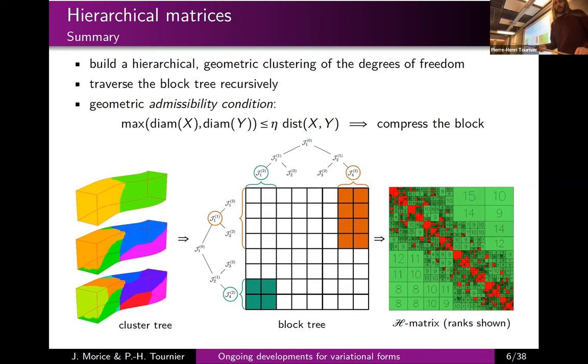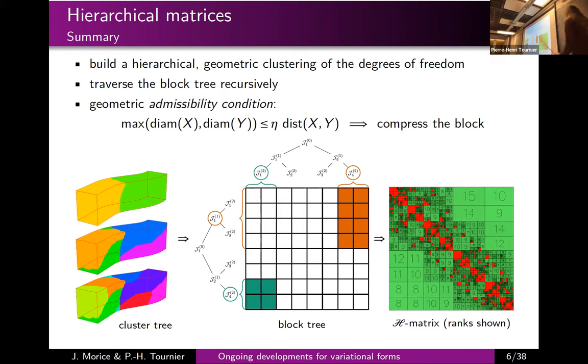And so we traverse this block tree recursively. The first block is the whole block, it's not compressible, and recursively we traverse the block tree and verify for each block whether it satisfies the so-called geometric admissibility condition. We basically ask: are the two clusters corresponding to this block sufficiently far away so that this is a far field interaction, and so that we can use a low-rank approximation to compute a good approximation of this block using a low-rank matrix? If yes, we compress the block using, for example, partial ACA. And this is what we get.